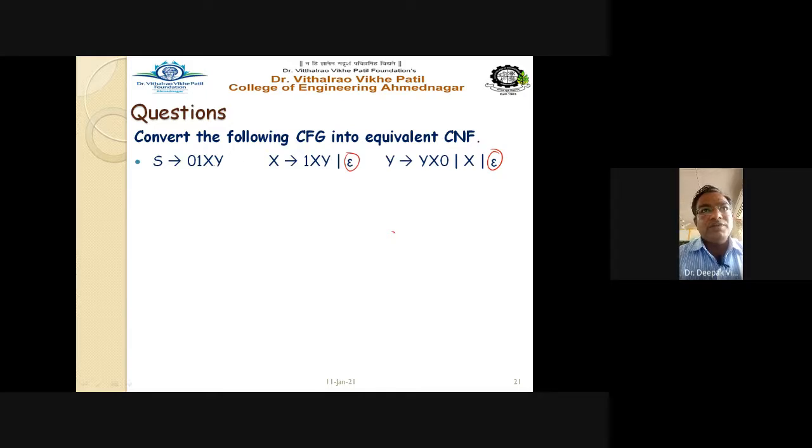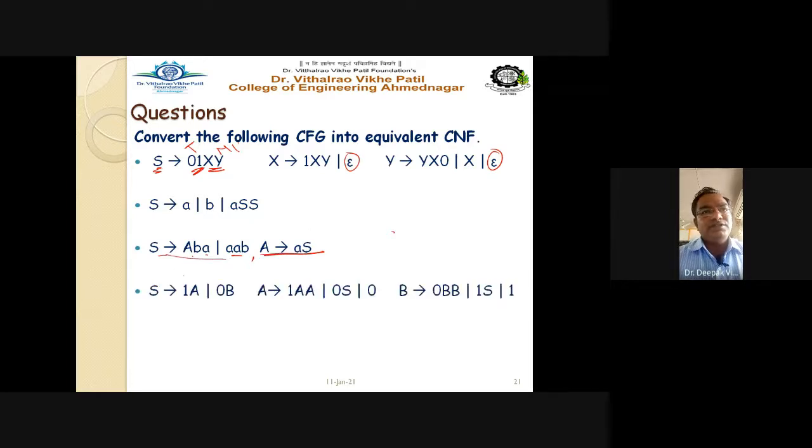Remember this point. X, Y, S are the non-terminals here, whereas 0, 1 are the terminal symbols here, right? The next grammar is a simple one, with A and B. The next grammar is S gives ABA, AB, and A gives AS. The two rules are given here. This is the first. The second one.